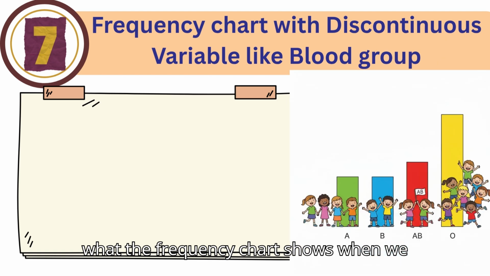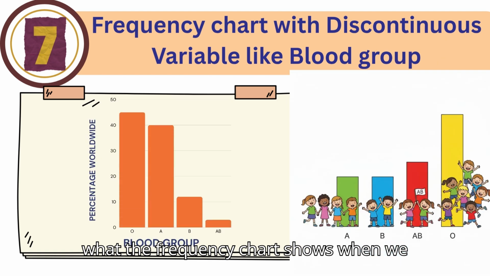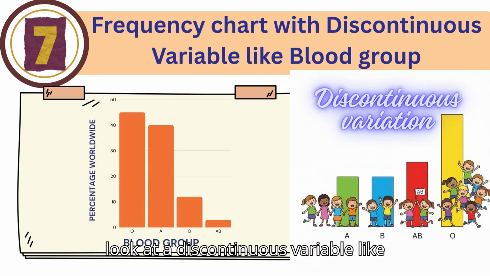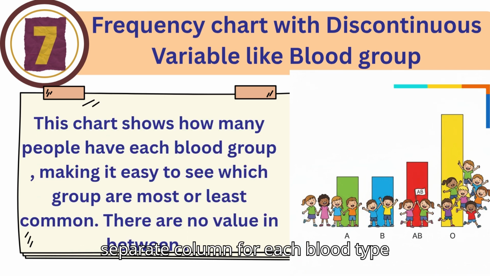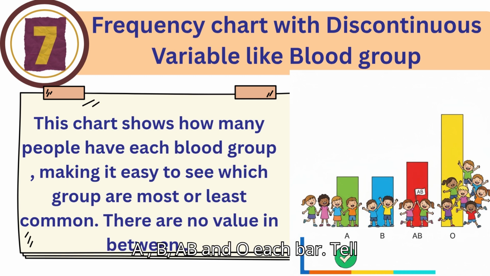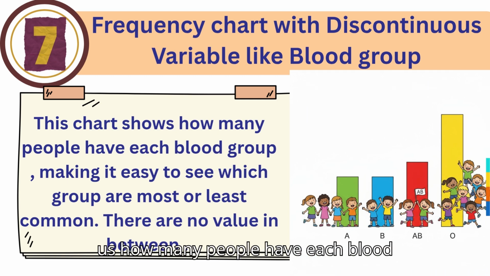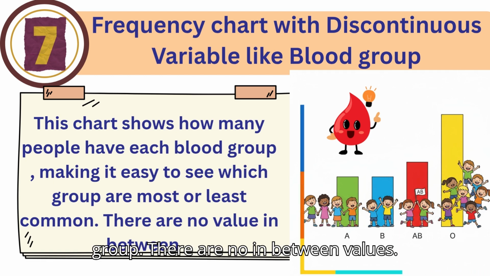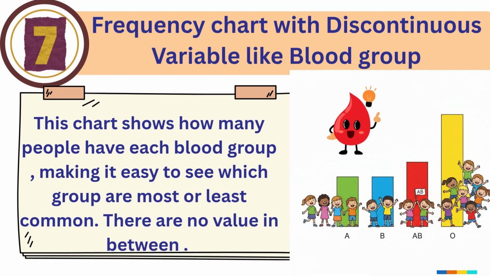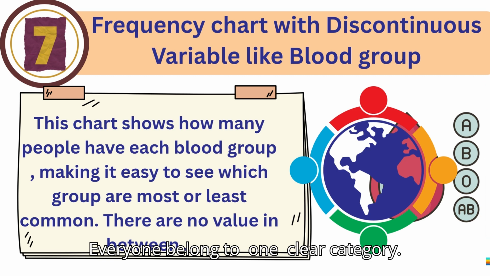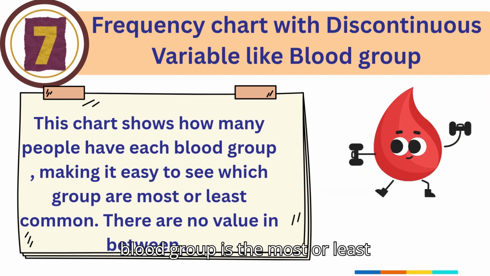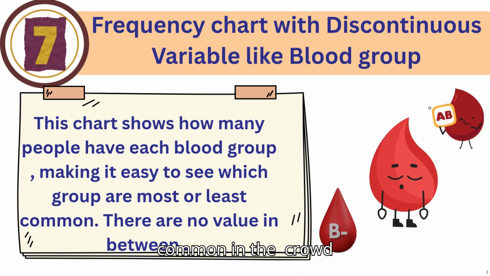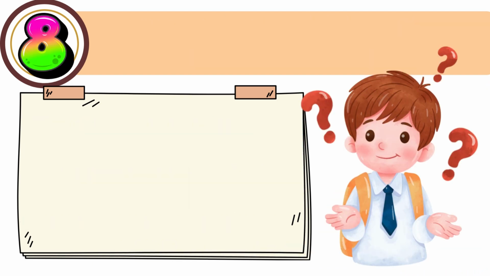Let's explore what a frequency chart shows when we look at a discontinuous variable like blood group. Picture a bar chart with a separate column for each blood type: A, B, AB, and O. Each bar tells us how many people have each blood group. There are no in-between values. Everyone belongs to one clear category. This makes it easy to spot which blood group is the most or least common in a crowd.